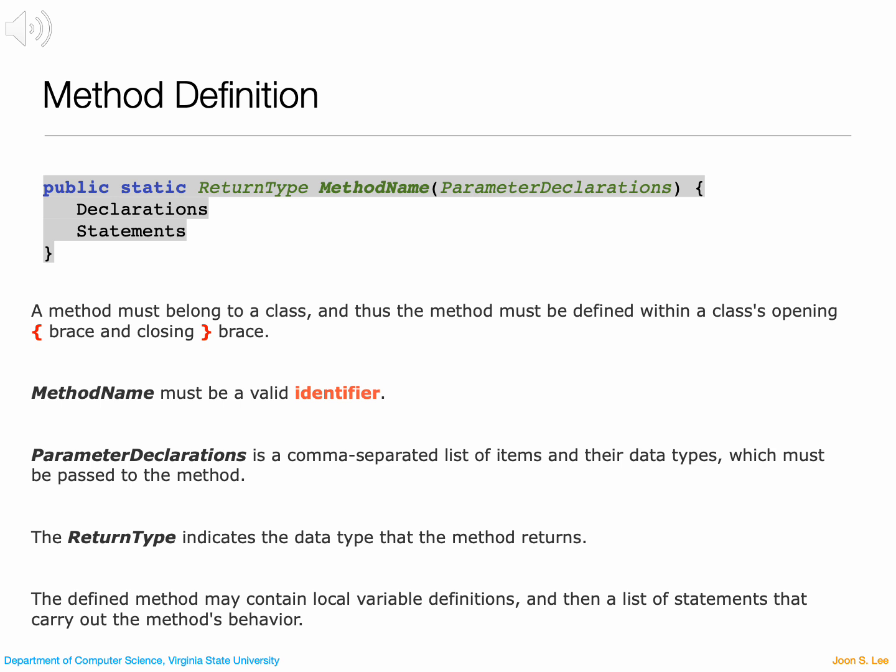This slide shows the general structure of a method in Java. Every method must be defined inside a class, between the opening and closing braces. A method definition includes 4 main parts: an optional modifier like static, a return type, a method name, and a list of parameters. The method name must be a valid identifier. The parameter list specifies what values must be passed into the method. The return type indicates what kind of value the method sends back. Inside the braces, the method contains local variable declarations and statements that define its behavior. This structure is the same for all methods you will write in Java.